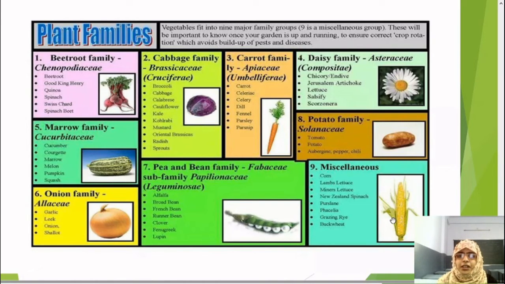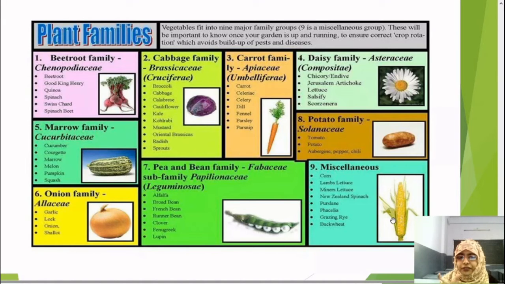You can see the names of the vegetables which come under this category: carrot, celery, dill, fennel, parsley, spinach. Next, the daisy family, that is nothing but Asteraceae or the composite family. Next, the marrow family, onion family, pea family.